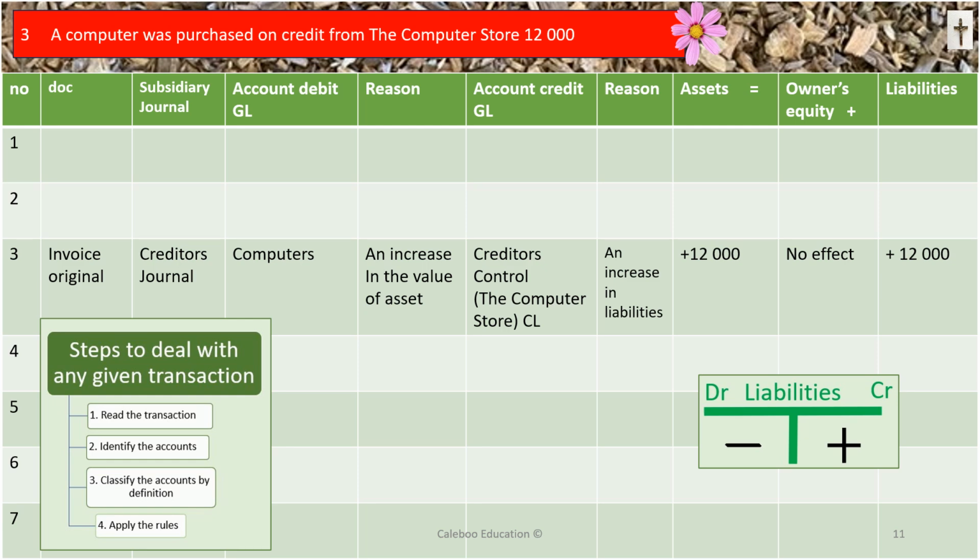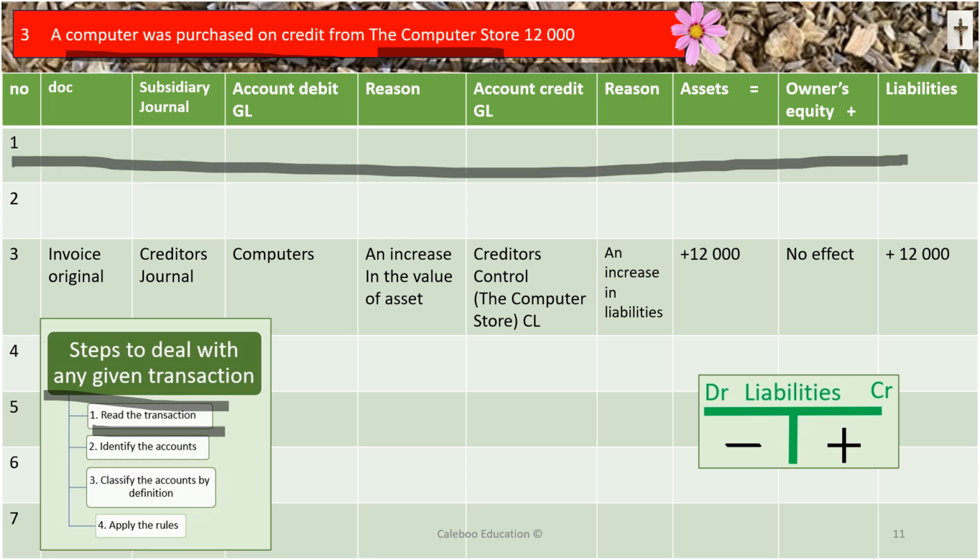As per usual, we follow the steps to record the transaction. Read the transaction: a computer was purchased on credit from the computer store, 12,000. We need to fill in the transaction according to this table.